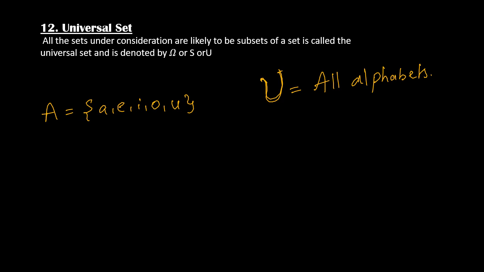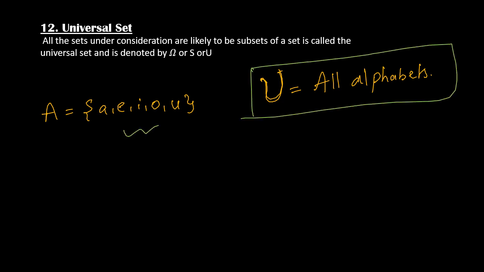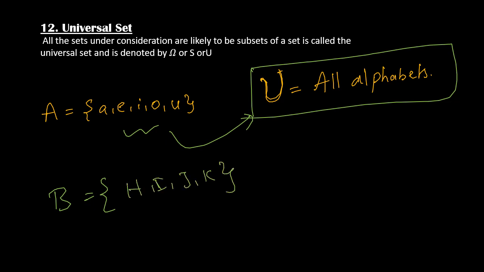Let me read the definition here: all the sets under consideration are taken to be subsets of a set. Means this is a big set in which each and every set you are taking should be contained. Are you getting my point? So I can take set B as H, I, J, K. This is also a subset of this one. Agree? This is known as a universal set. Any doubts in this?